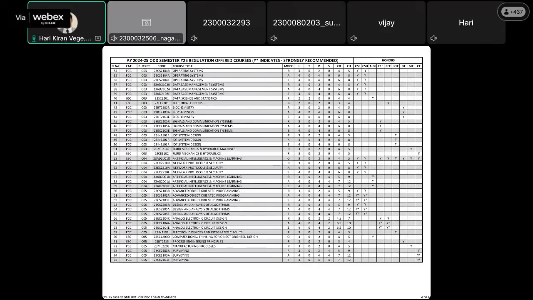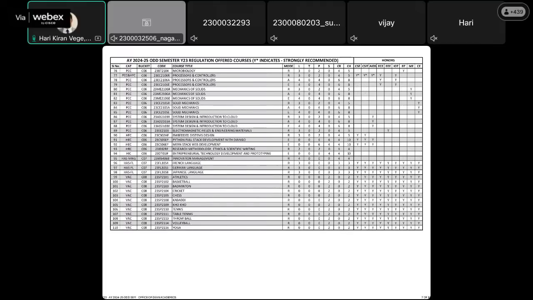If there is nothing, you should not do that course, right? That's the rule in terms of Y, Y star, and blank. What is the rule in terms of the buckets? From each bucket, pick one single course. You should not pick more than one course from any given bucket. All right.